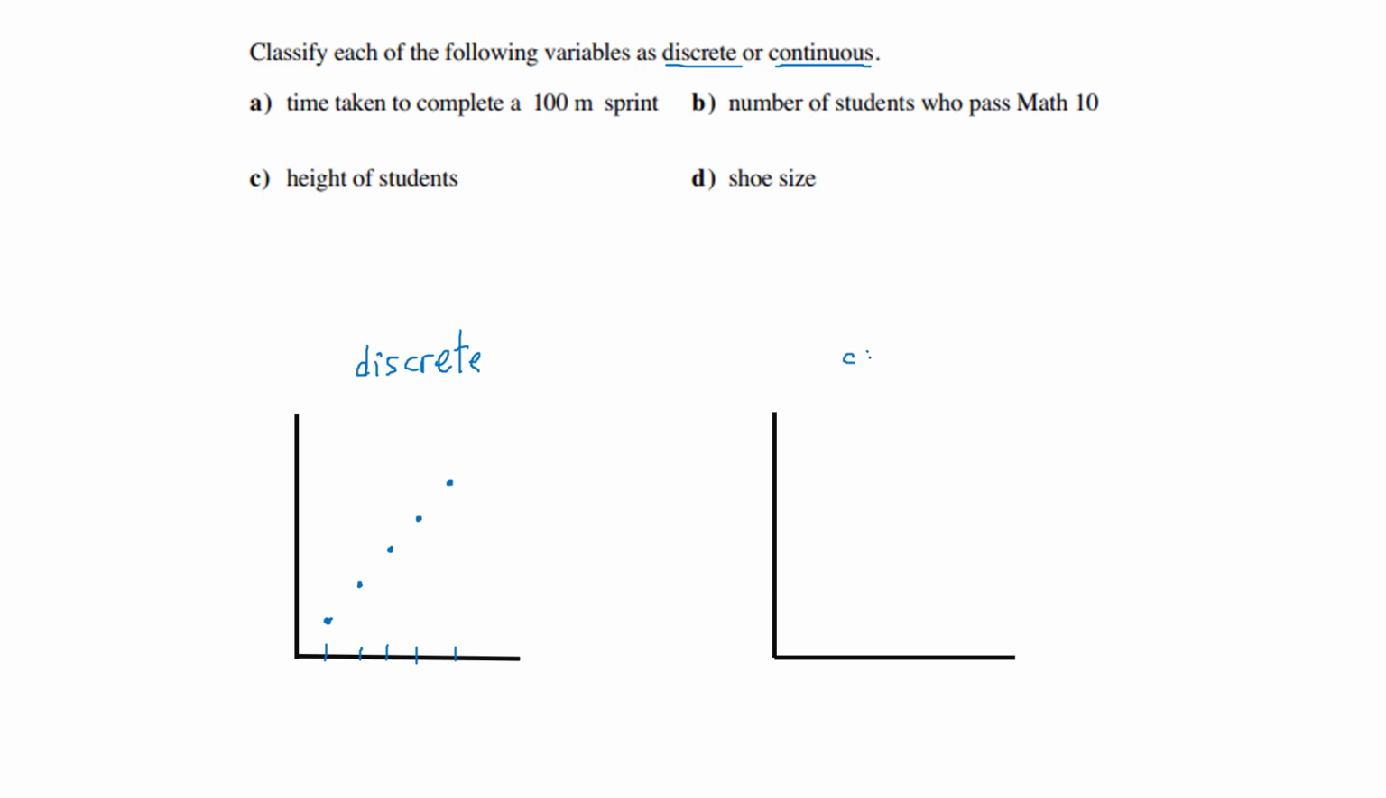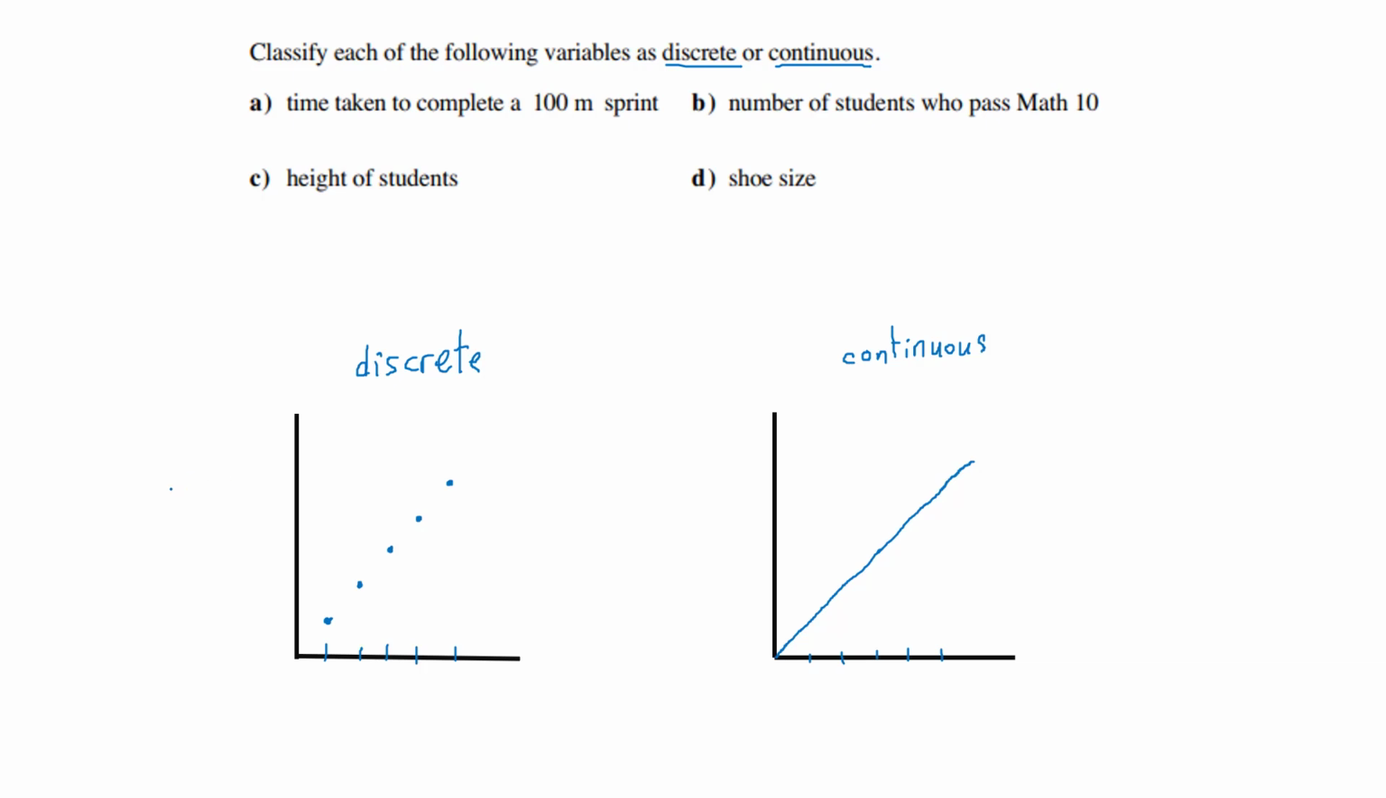Continuous variables do not have to be whole numbers. They can be any real number. So you'll see those as a line. You're allowed to have decimals or fractions involved. You can have values in between 1 or 2 or 3 or 4 or 5.